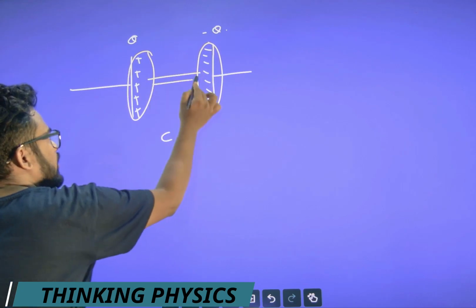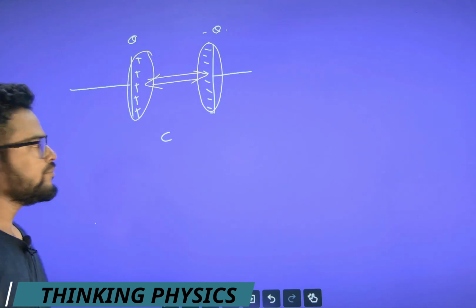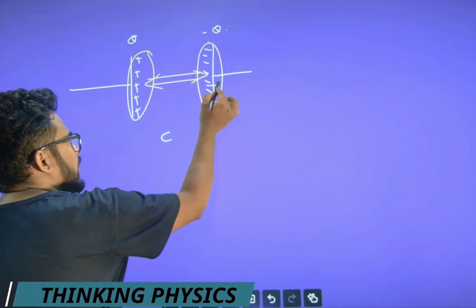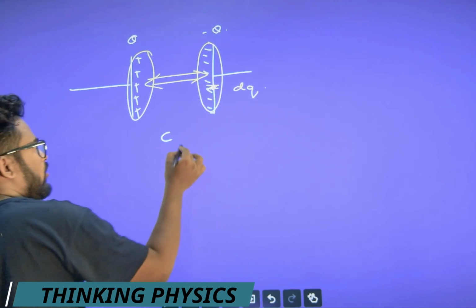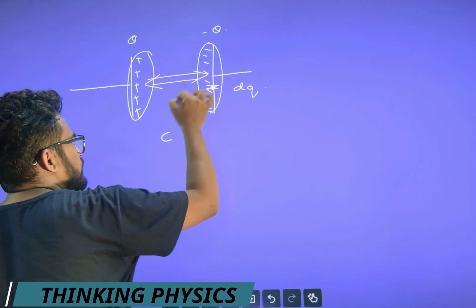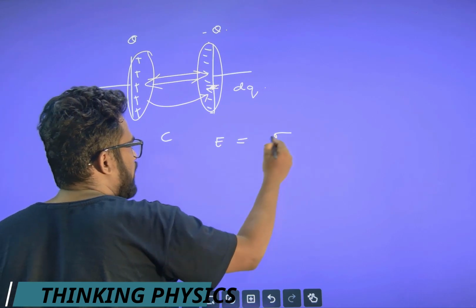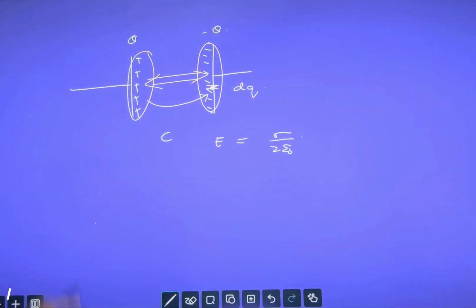So there would be an interaction between them. So they would attract each other, right? So we need to find the force of attraction. So what we will do, we will take a small element on this negative terminal, dq. So due to this plate, there would be an electric field on this point. So that electric field would be sigma by 2 epsilon naught. Electric field due to one single infinite plate, sigma by 2 epsilon naught.